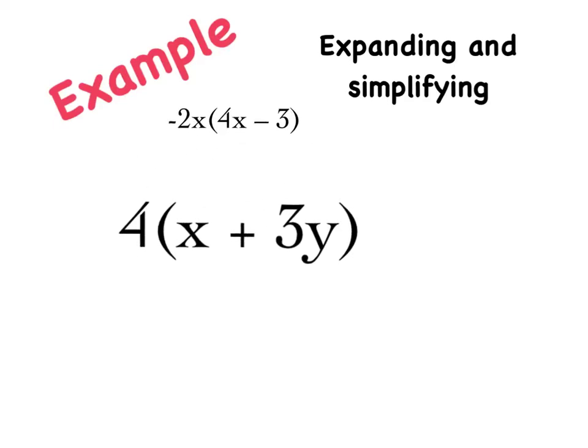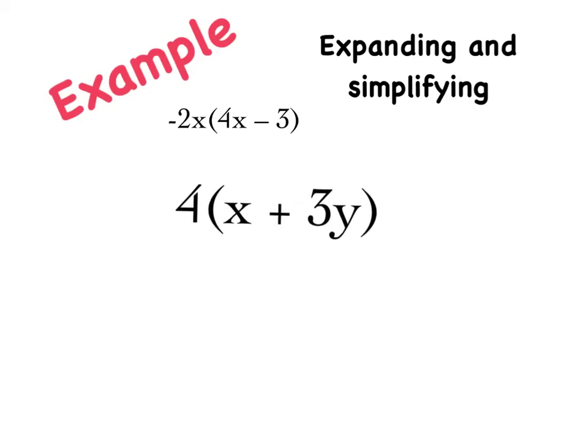4 brackets x plus 3y. Okay? So, first off, distributive law. 4 multiplied by x, 4 multiplied by positive 3y. So, 4 multiplied by x becomes 4x. 4 multiplied by 3y. So I've got 4 lots of 3y becomes 12y. 4 multiplied by 3 is 12, and y on the end. So my answer becomes 4x plus 12y.